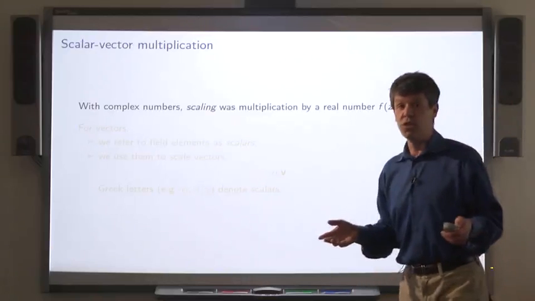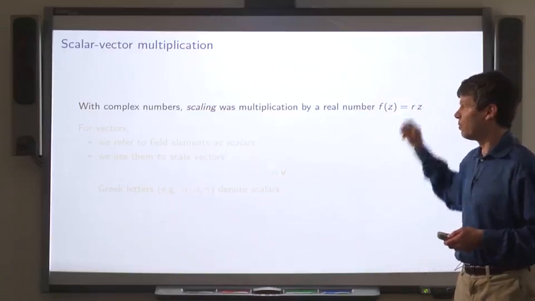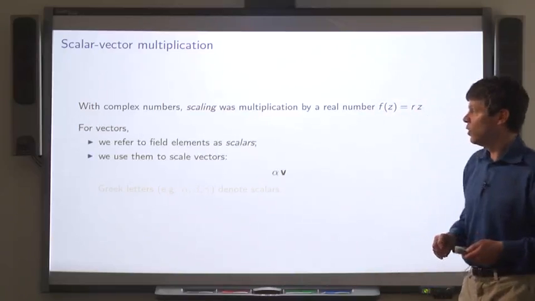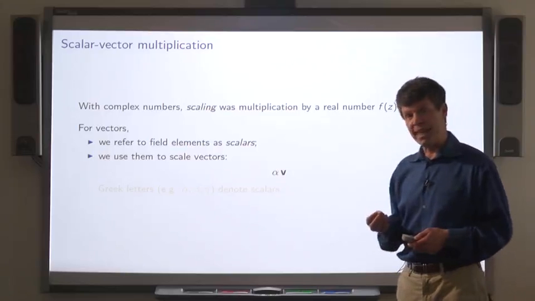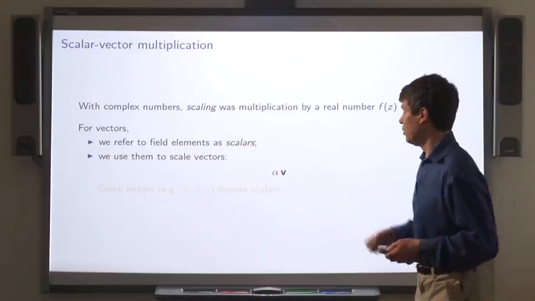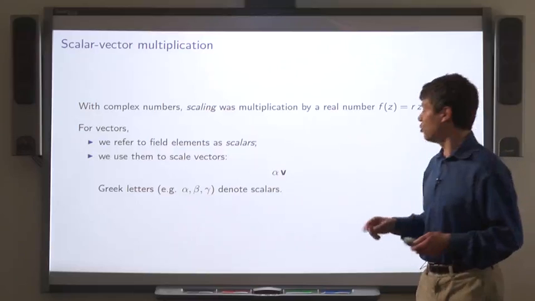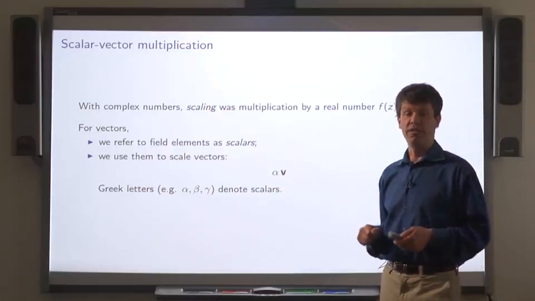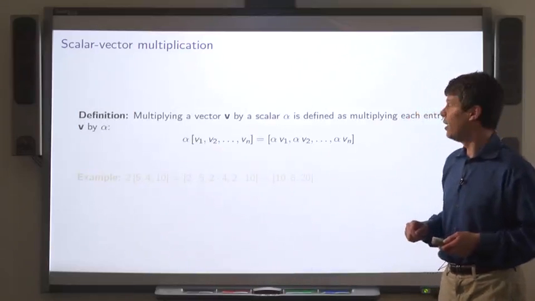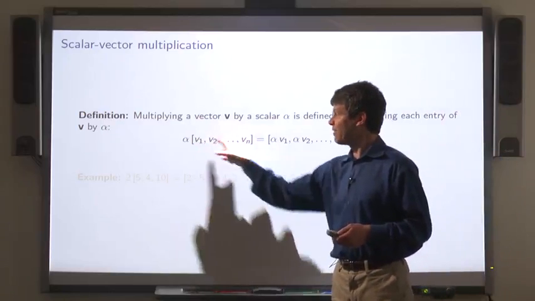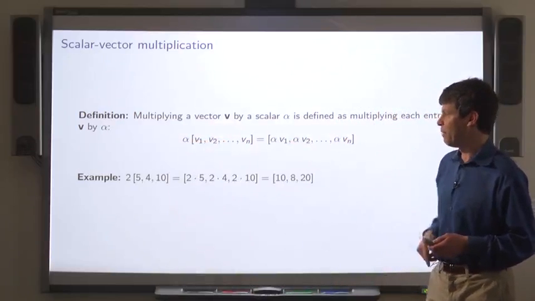Now, with complex numbers, we're able to scale them, make them bigger or smaller, by multiplying by real numbers. We're going to do the same thing for vectors. So we refer to field elements, such as real numbers, as scalars. And we use them to scale vectors using scalar-vector multiplication, which is indicated in this way. Now, I use alpha, beta, gamma, Greek letters to represent scalars in the context of scalar-vector multiplication. The formal definition goes like this. To multiply a vector by a scalar, you simply multiply each of the entries by that same scalar. Here's an example.